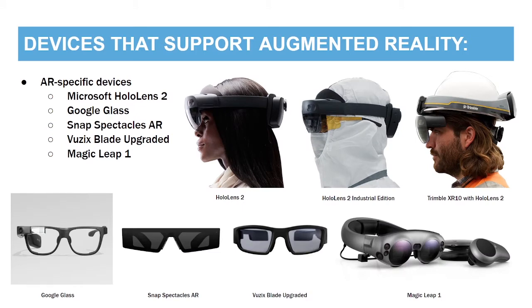Here are some AR-specific devices that exist as well, like Microsoft HoloLens. We've got multiple versions of the HoloLens 2, including an industrial edition and one with a built-in hard hat, the Trimble XR10. And that just makes it so that people who are working on site are able to use augmented reality in a safe way. We also got the more well-known Google Glass, Snap Spectacles AR, Vuzix Blade Upgraded, and Magic Leap 1 that are all a lot lesser known AR devices.